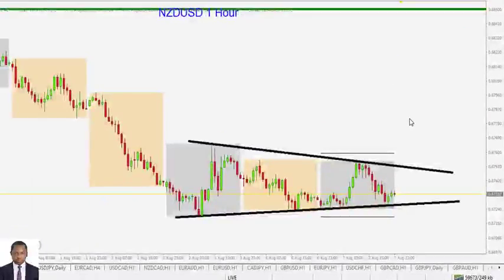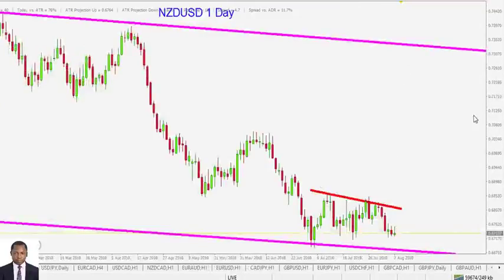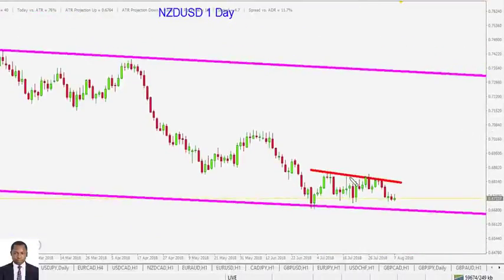New Zealand dollar against the American dollar. Well, another big pain. Price has been sideways, moved up, came back down. I thought we were going to keep pushing to the upside, but that didn't happen. In the daily time frame, we are trading around support zone. We are trading around support area here.